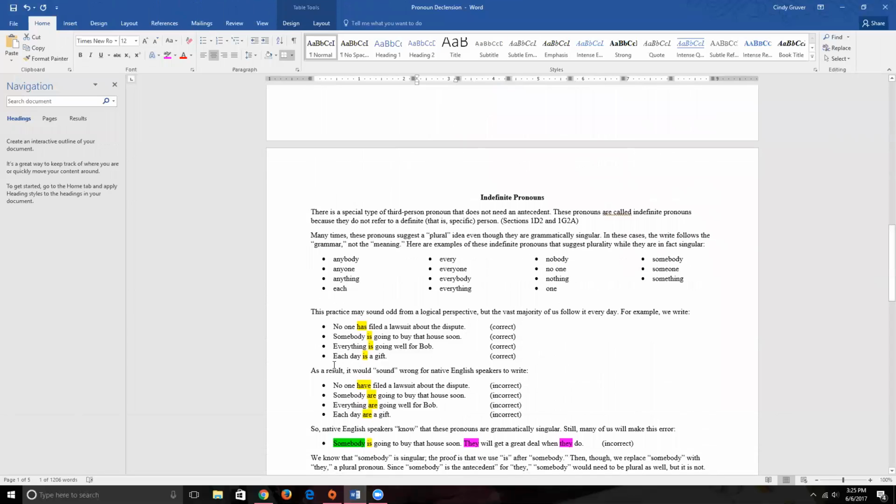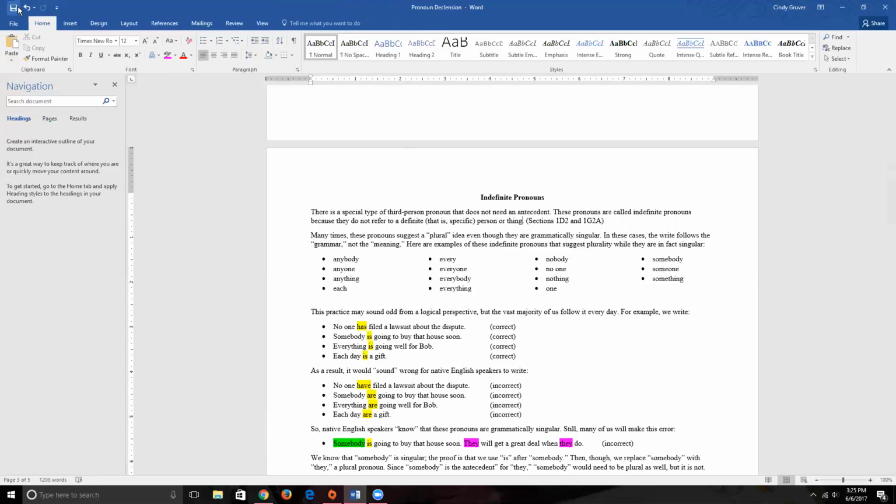But when we talk about anybody, each, everybody, one, someone, something, these words aren't pointing to a unique person or a unique thing. We're talking about not someone specific, not someone or something definite, but a category of things, something that is somewhat amorphous. And that is the distinction between an indefinite pronoun and a definite pronoun.